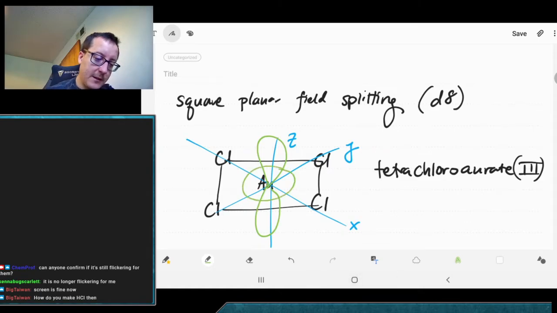However, if we look at dz squared, we have a little bit of potential problem if that's interacting, just because that donut thing there gets a little bit close to the chlorines. But let's take a look at the other two.